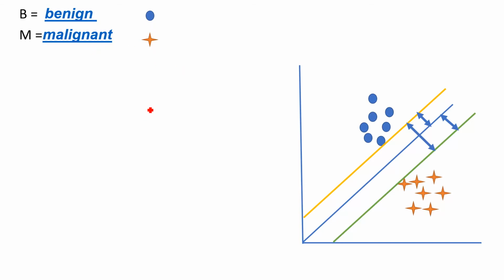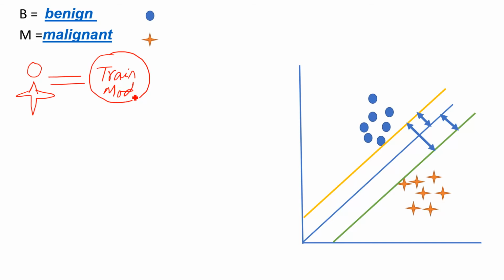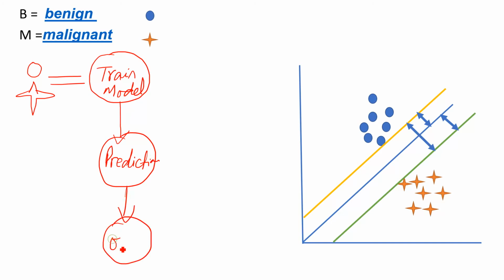First of all, what we do in machine learning is create a model. These are our two different cells, benign and malignant. We train the data and make the model. This is the training phase, where we make the model, and then we test the data by using the dot predict function in Python, which I will show you. Then comes the prediction, and after prediction is the output.